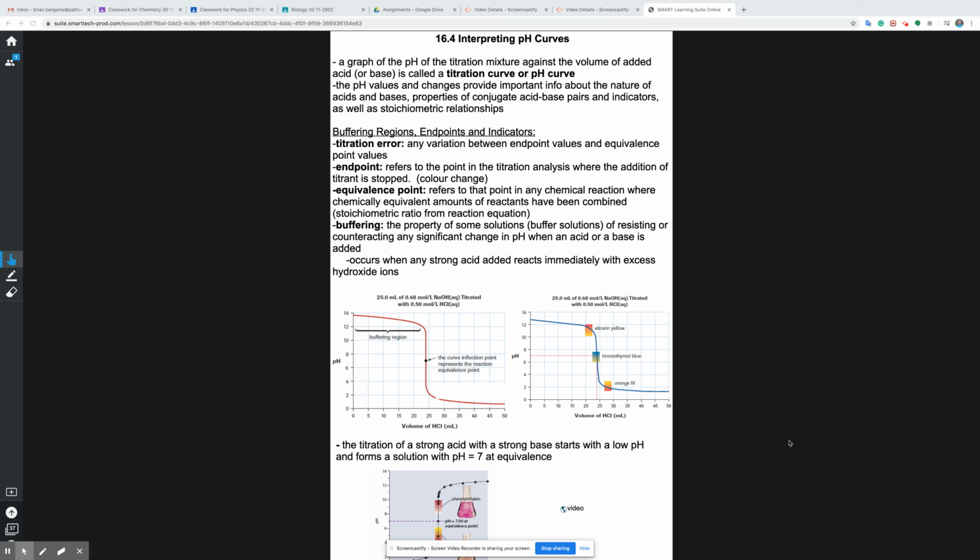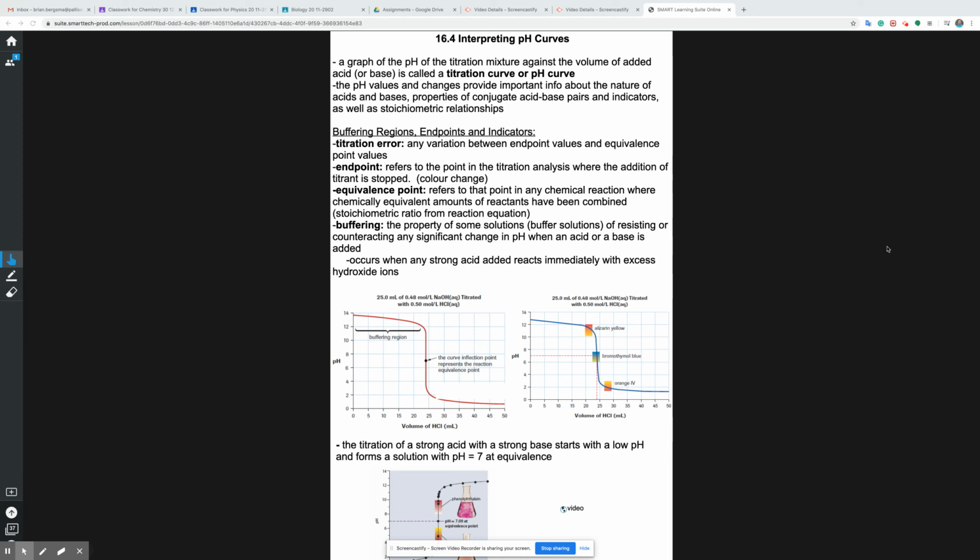All right, here's the last bit of notes for chapter 16 and for our equilibrium unit. So we're just looking at titration curves and interpreting pH and titration curves. A graph of pH of the titration mixture against the volume of added acid is called a titration curve or a pH curve. Okay, we talked about these last year. And so we should know most of these points.